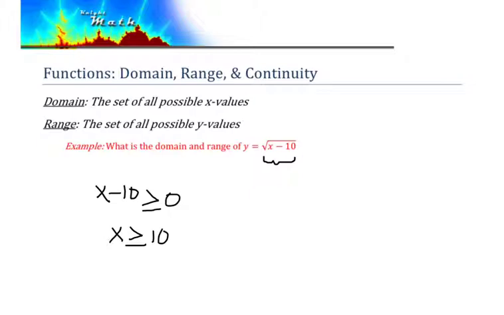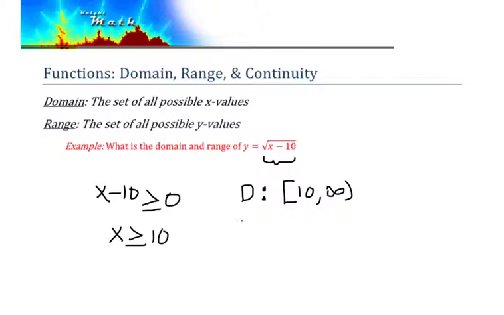So we can now state our domain as a set. We could use set builder notation, we could use interval notation, and in this case we'll go ahead and prefer to use interval notation, since we're talking about the real numbers. And so we're going to go from 10 to infinity.